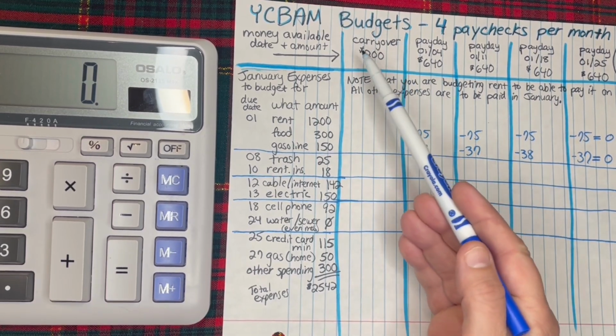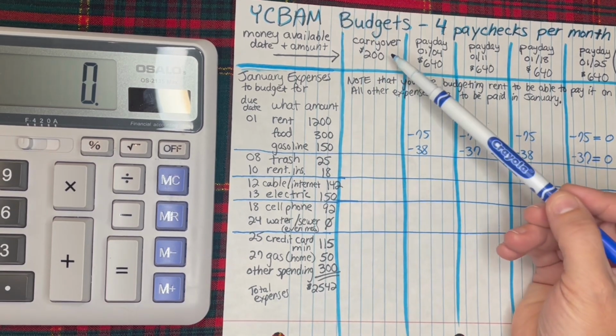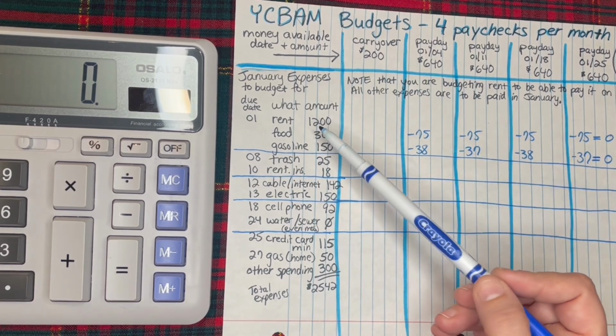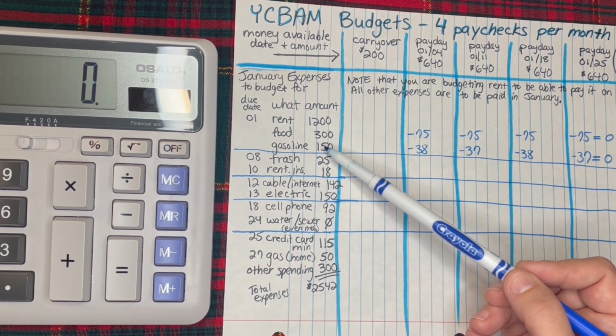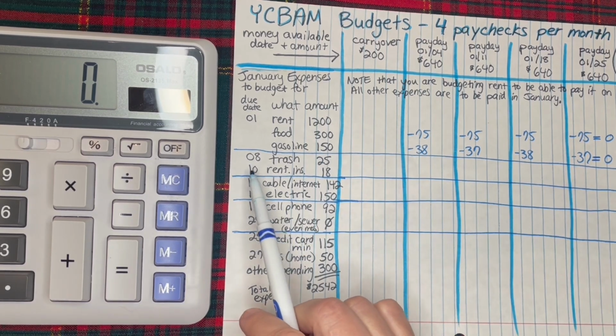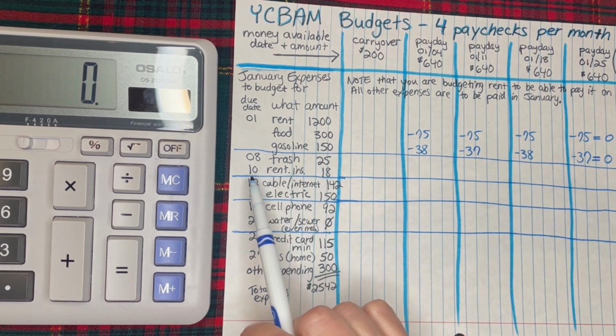Again, the carryover is the amount we had left over from our previous month. So we need to decide where to put this $200 carryover. The rent is not going to be due till February 1st, so that can come out of the last 2 paychecks. We've accounted for all the food and gasoline that we're going to have as expenses this month. The next bills that would be due would be on the 8th, the trash bill of $25, and renter's insurance, it would be due on the 10th.